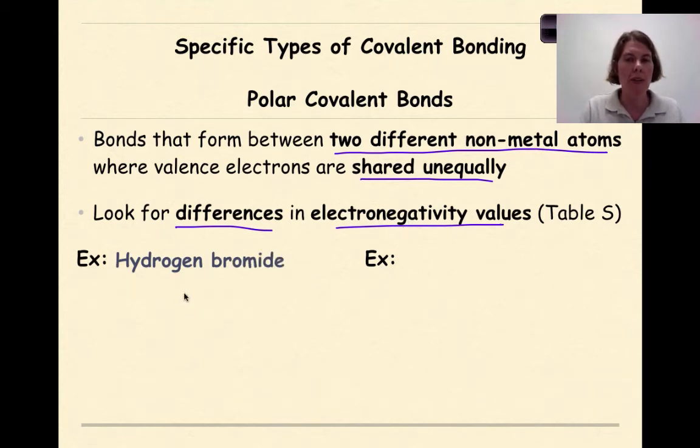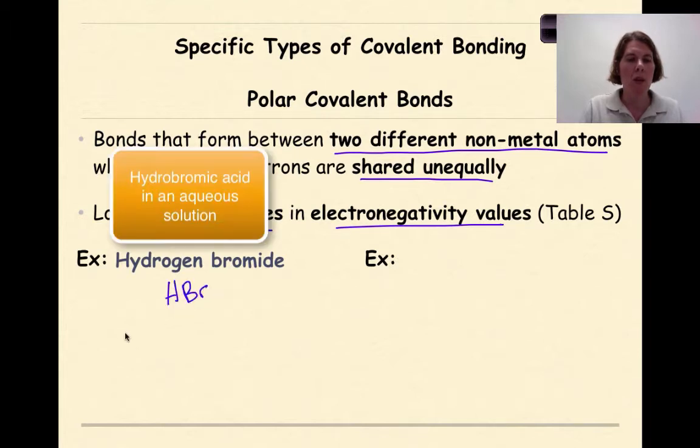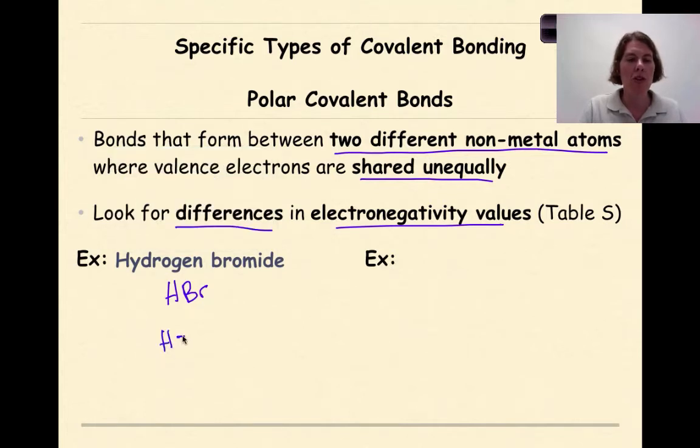The formula for hydrogen bromide is HBr, where hydrogen has 1 valence electron and bromine has 7, so the hydrogen is sharing an electron with the bromine. We'll represent the lone pairs on the bromine right here. Hydrogen has an electronegativity value of 2.2 and bromine has an electronegativity value of 3.0.